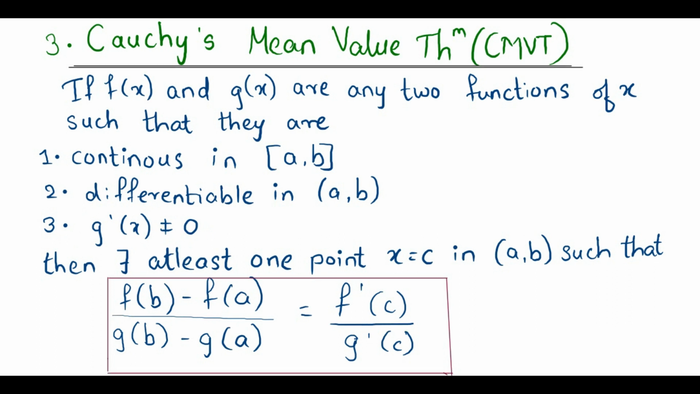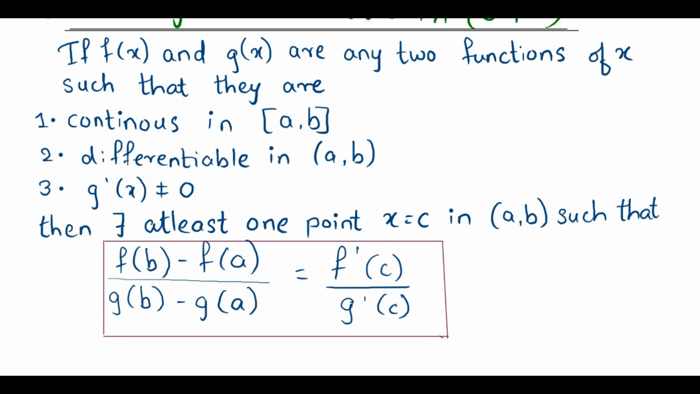If these three conditions are followed by f of x and g of x, then by CMVT we get at least one point C in (a, b) such that f dash of C upon g dash of C is equal to f of b minus f of a upon g of b minus g of a. Here you may see that g dash of C is in the denominator, and the denominator should never be equal to 0. Therefore the third condition is that g dash of x should not be equal to 0. This thing you have to memorize.